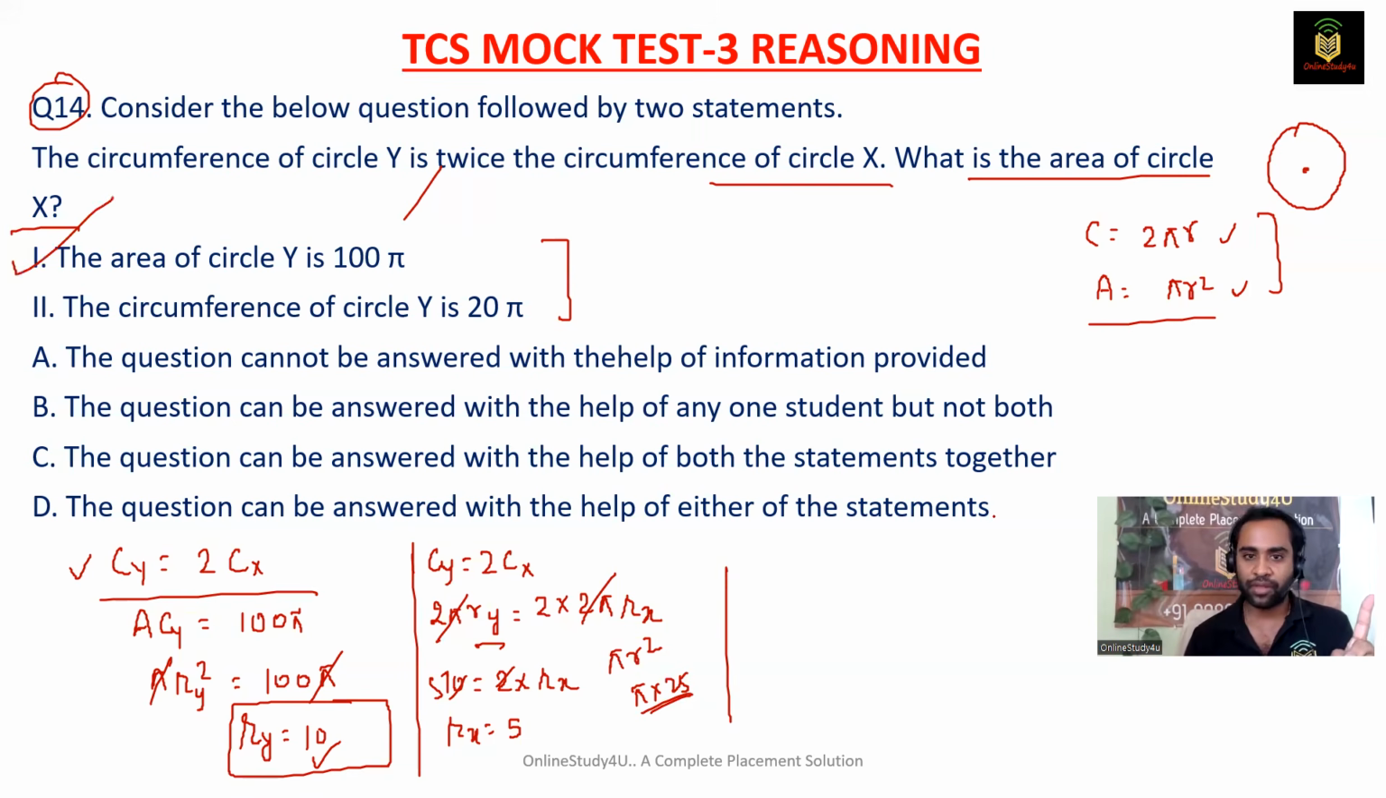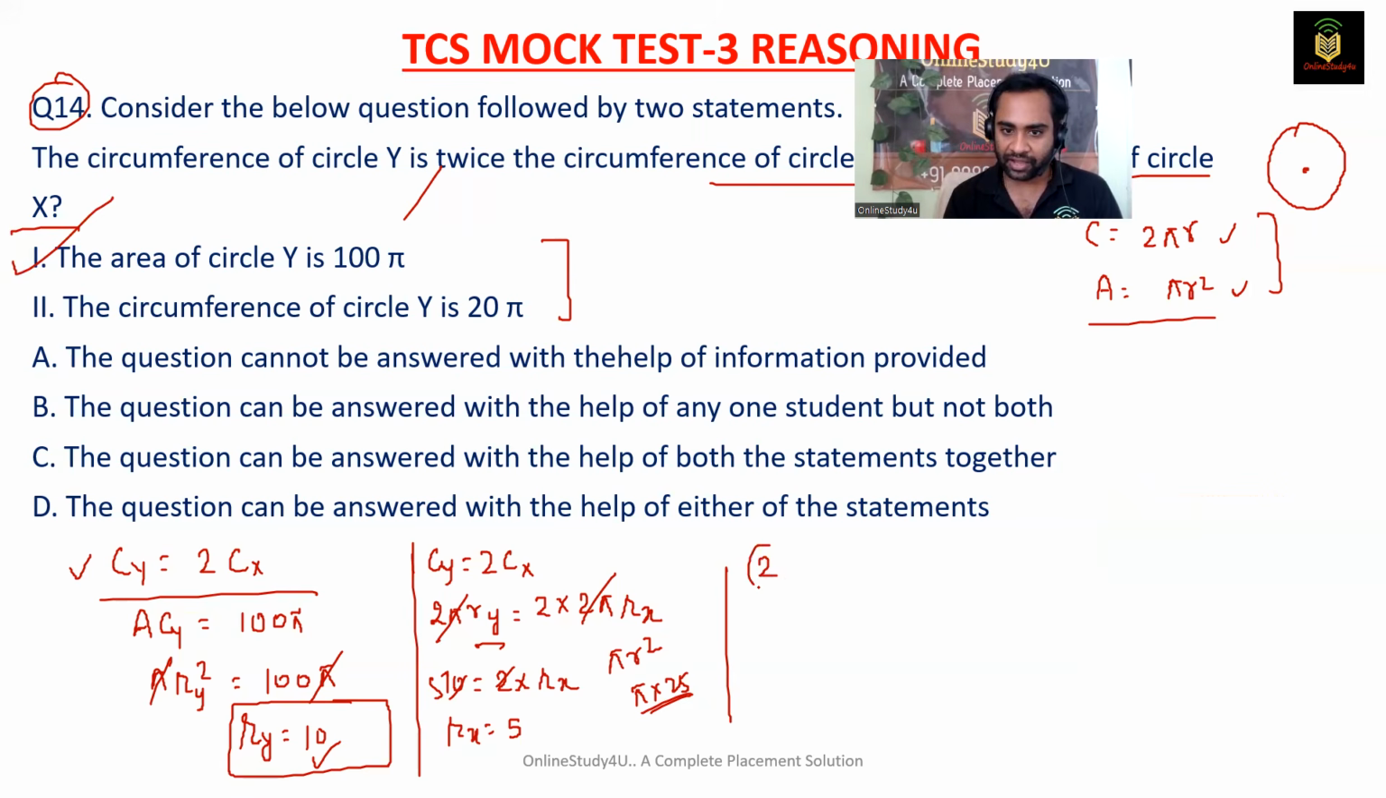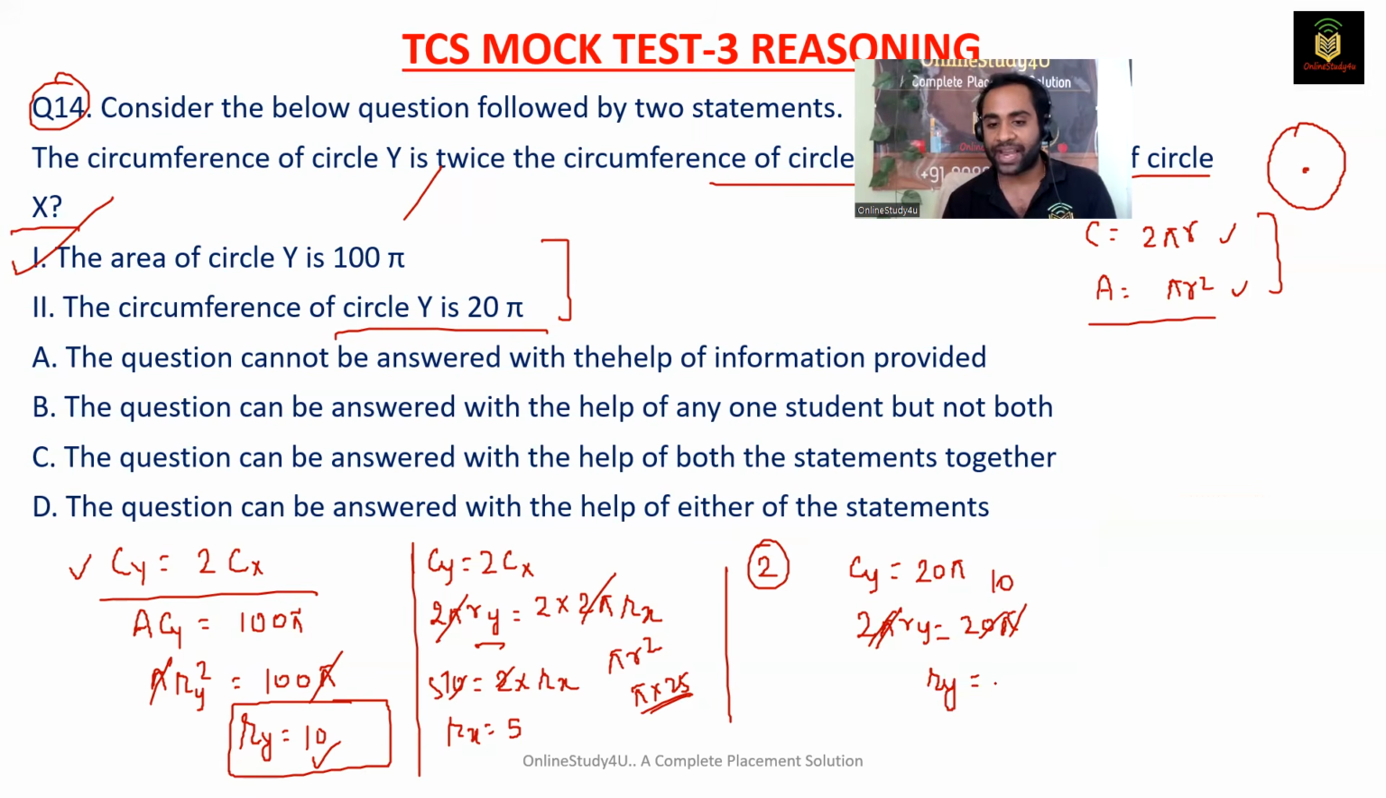Okay, now we will take the help of statement 2. We will see what statement 2 is giving. The circumference of circle y is 20 pi. So the circumference, 2 pi r, is equal to 20 pi. So pi and pi cancel, and 2 into 10 gives 20. So the radius of circle y will become 10.